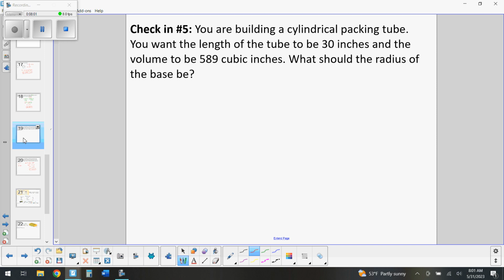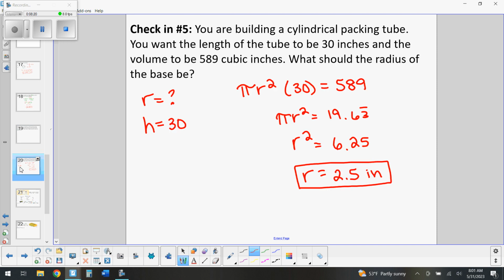So you go and try this one. We're looking for the radius. Pause. When you're ready to see the answer, hit play. All right. So here we have pi r squared times 30 equals 589. I did divide separately this time. First I divided by 30 and then I divided by pi. So I get r squared is about 6.25. So r is about 2.5.